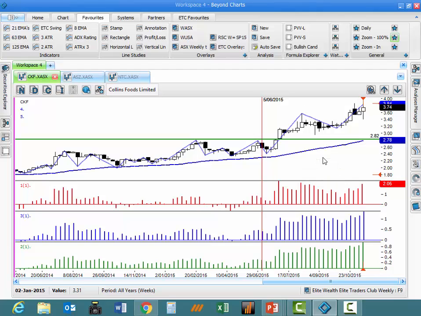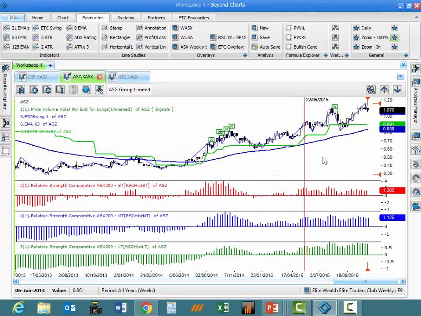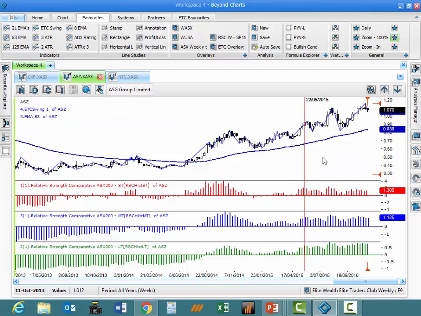So that's CKF. Another example, ASZ, and I'll just tidy this chart up a little bit and take off a couple of those ETC specific indicators. On the 22nd of May, that was the time when Jeff did his analysis, and this particular stock, ASG, stock code ASZ, came up on his fundamental scans.